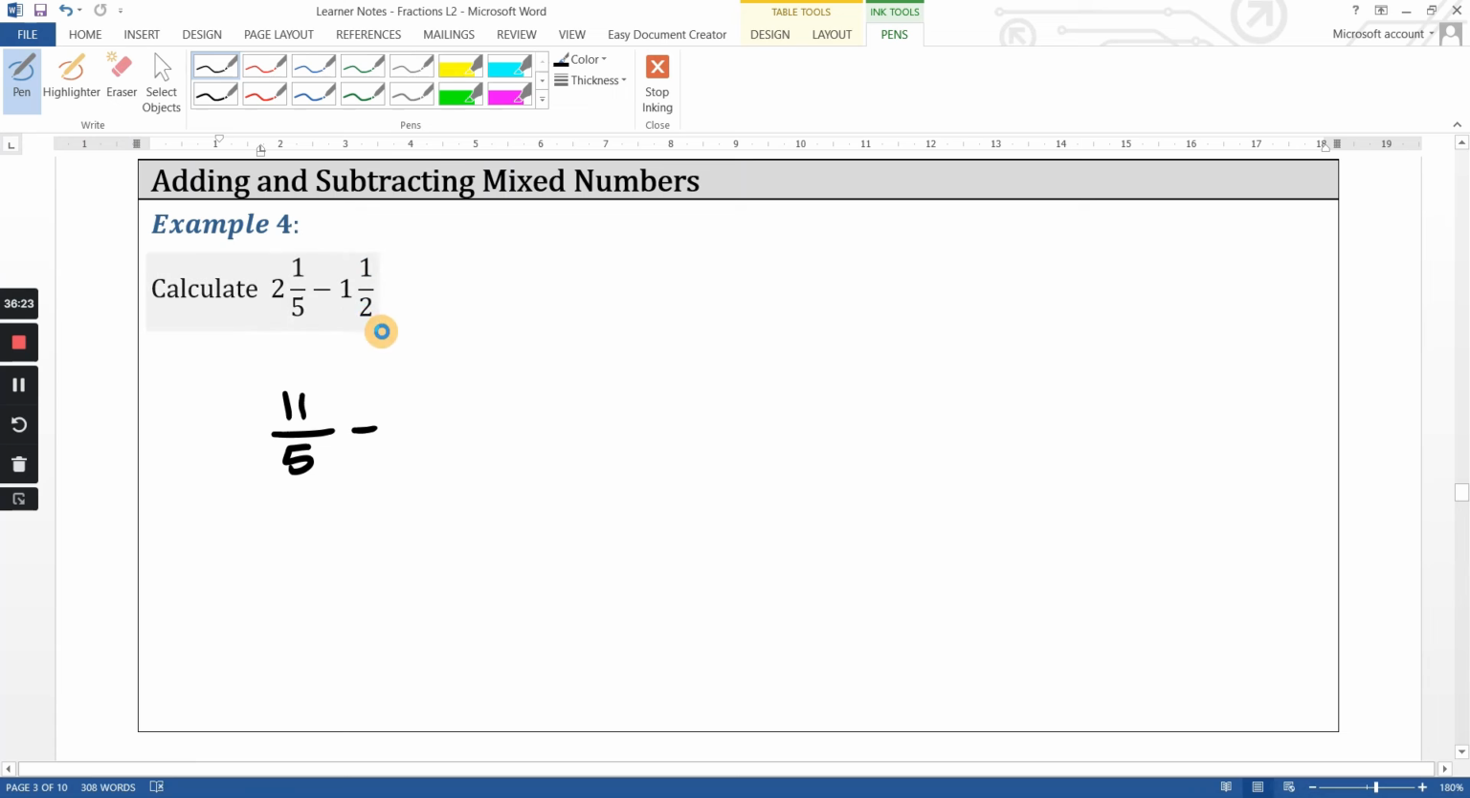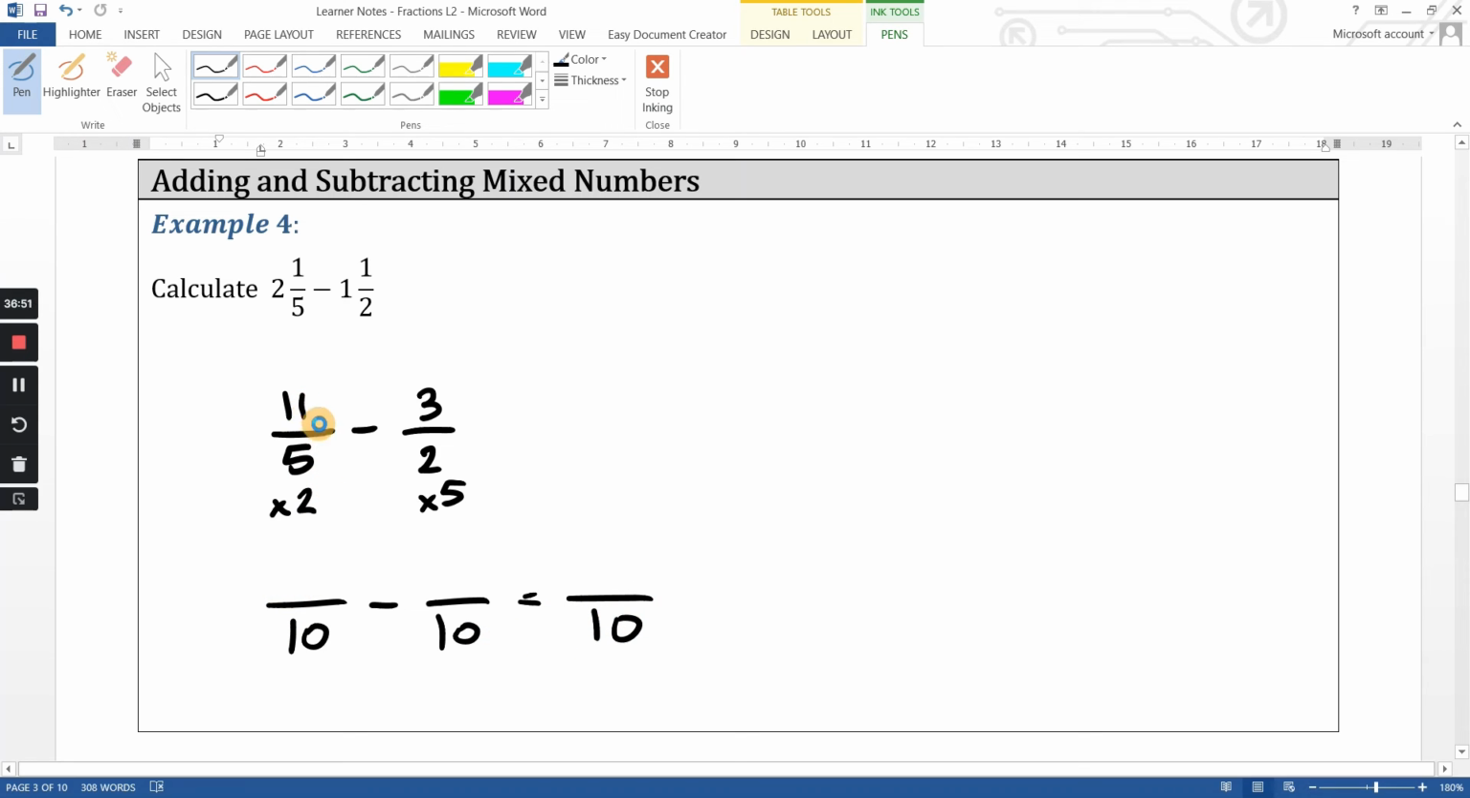Do the same for the second fraction. So that's 1 times 2 is 2, plus the 1 is 3 over 2. So now they're your two fractions. You've got the same denominators, but it should be a bit easier now. So I'm going to multiply this one by 2, this one by 5, because that's going to make that out of 10. So is that one, and so is my answer.